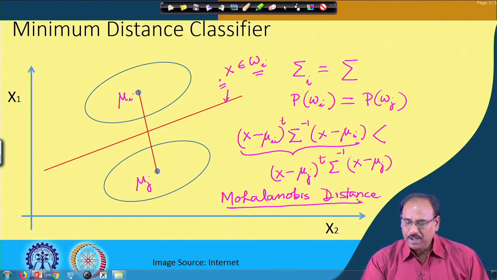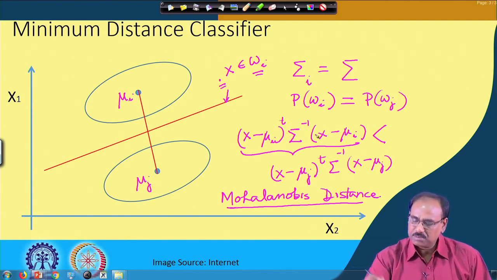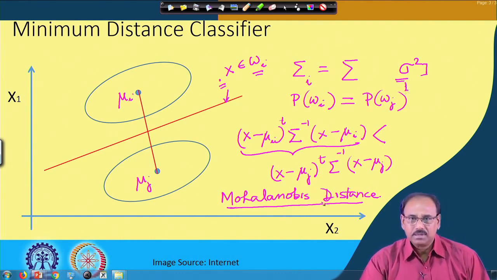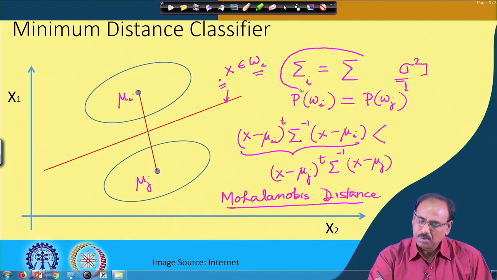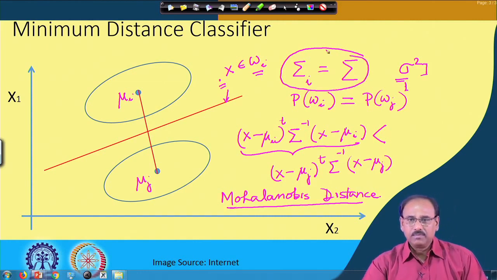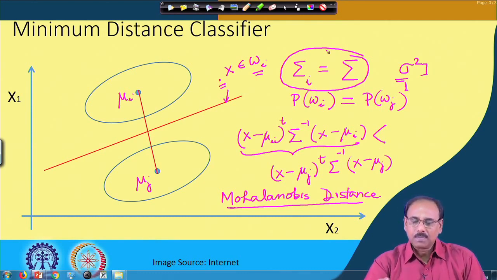And you find that when this covariance matrix sigma is of the form sigma square I, and assuming that sigma square is equal to 1, this Mahalanobis distance will be the same as Euclidean distance. So, even in this case, where the covariance matrix sigma I of all the classes is the same, but the feature components may not be statistically independent, I still get a minimum distance classifier, but the distance that you compute in this case is not Euclidean distance, but Mahalanobis distance.